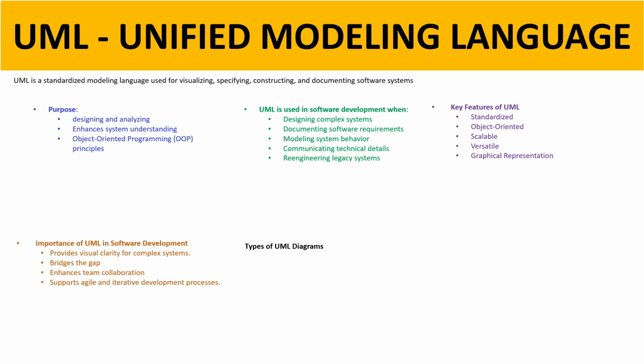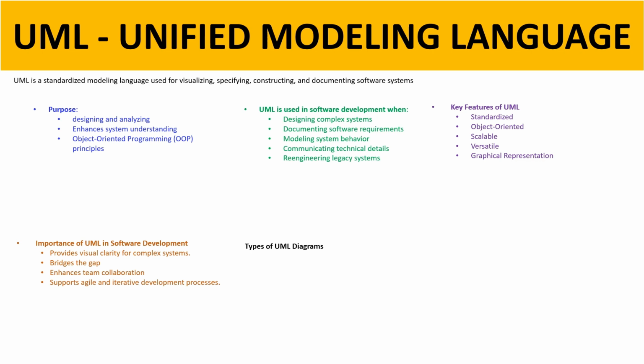Another one is deployment diagram. It shows hardware and software nodes in the system. Another one is package diagram. In this, it groups related elements to organize complex system. Another one is composite structure diagram. It represents internal structure of class. Another one is profile diagram. It customizes UML for specific domains.